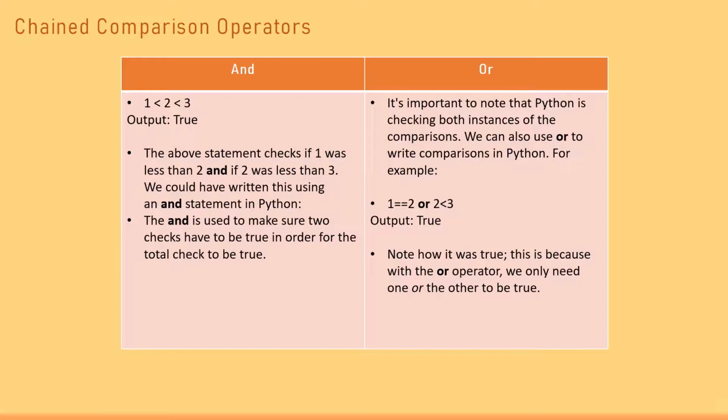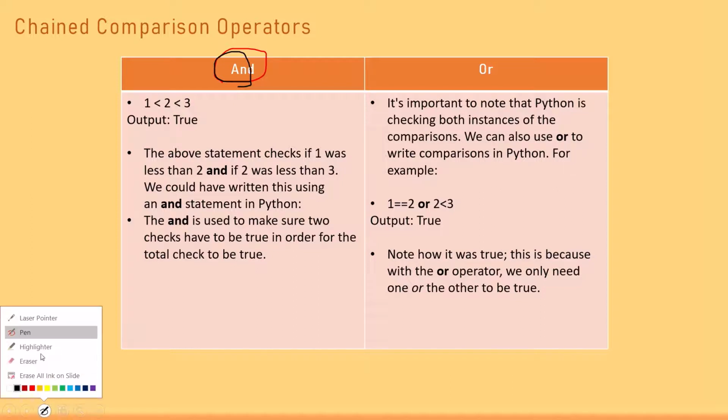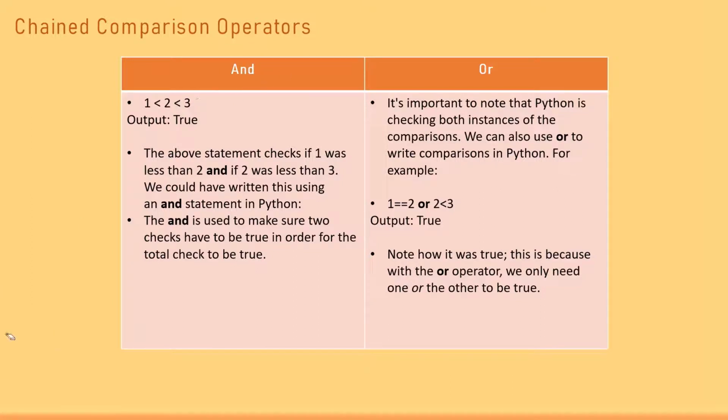Now let's learn about chained comparison operators. This is also a very important topic in comparison operators, but the second part of that. Now let's see about and, or operators. Little confusing, no problem. And okay, let me choose another color. Black one will be correct. And is over here and or is over here.